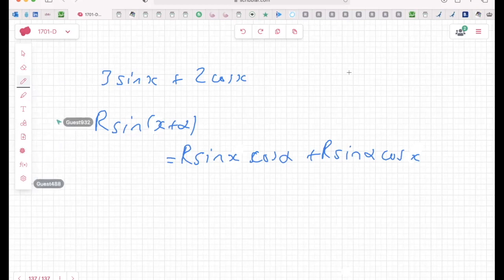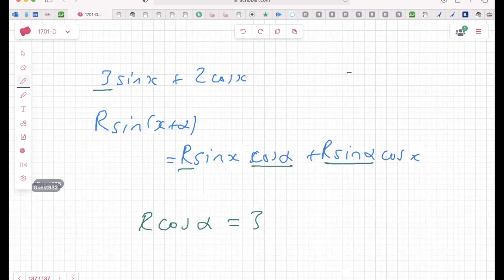So what we do is we say, okay, well, r sine x cos alpha is very similar to 3 sine x if r cos alpha is equal to 3. So I'll write that down. R cos alpha will be 3. Because if r cos alpha was 3, that would be 3 sine x. And the 2 cos x, if r sine alpha is 2, that would be 2 cos x. So I'll write that down. So what I'm going to do is a little trick and write it above. So r sine alpha is 2.